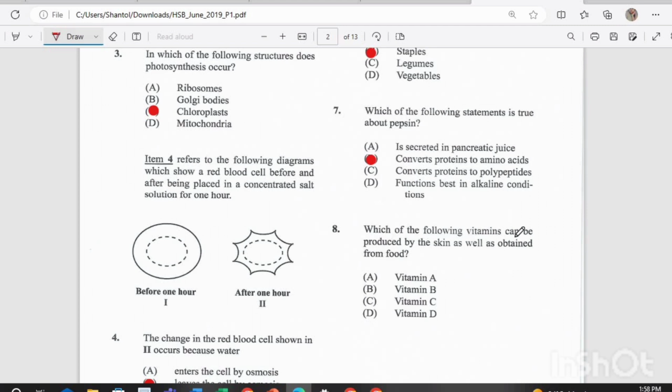Question 8. Which of the following vitamins can be produced by the skin as well as obtained from food? Vitamin A, vitamin B, vitamin C, or vitamin D? Vitamin D is the answer.